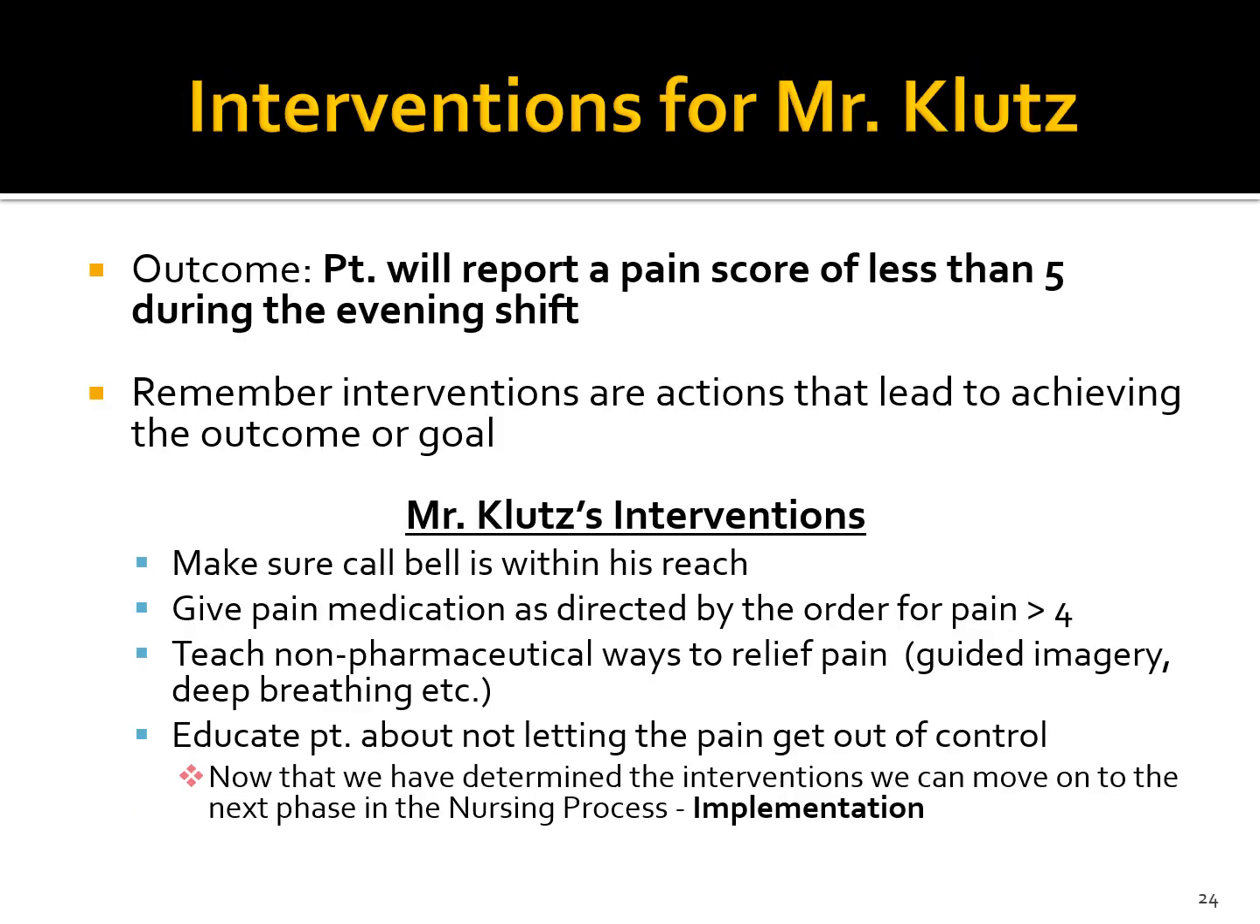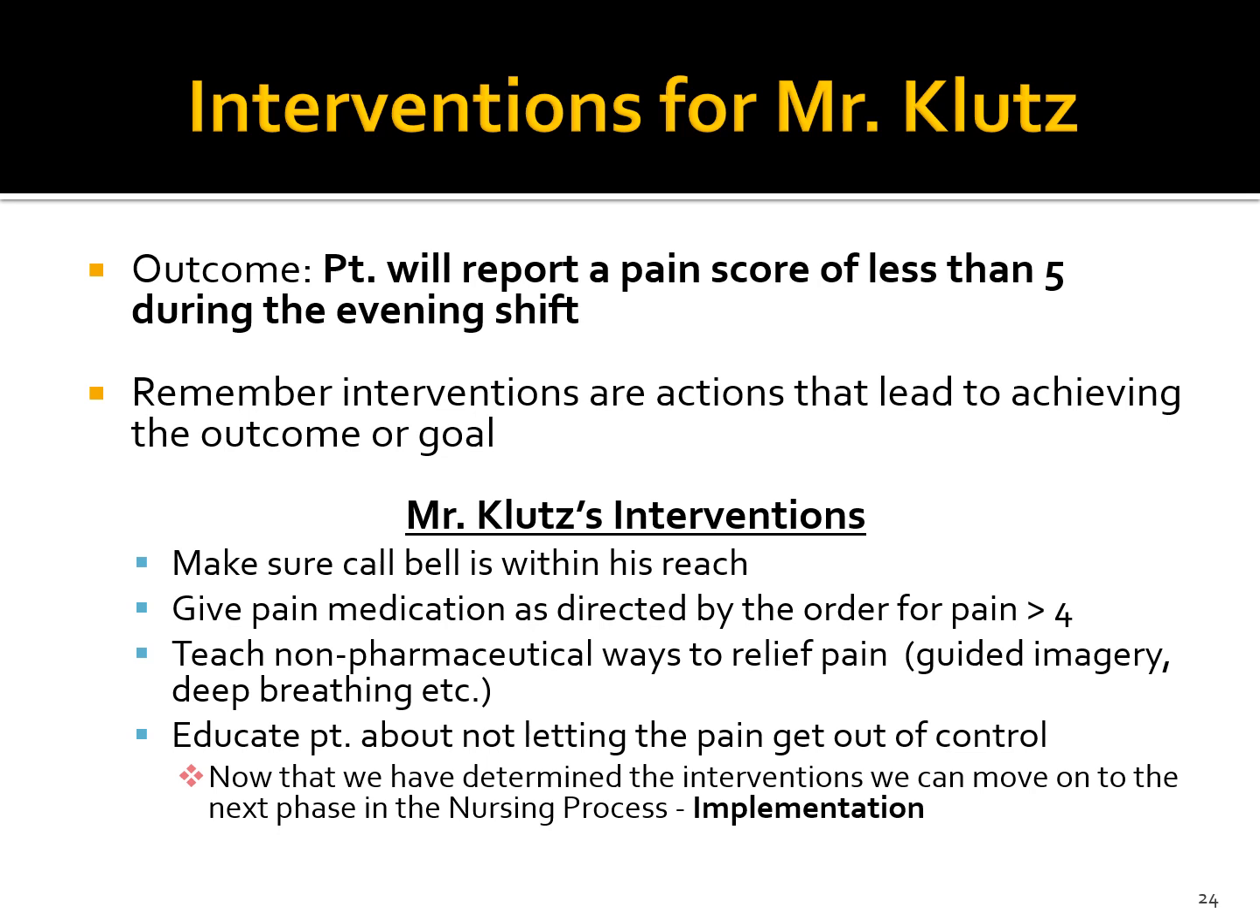So let's look at possible interventions for Mr. Klutz. From our nursing diagnosis of acute pain related to an injured femur, we came up with an outcome of patient will report a pain score of less than 5 during the evening shift. Remember, interventions are actions that lead to achieving the outcome or goal. So we want to try to do things that'll make the patient report a pain score of less than 5 during the evening shift. So some of the interventions, again, these are action items.